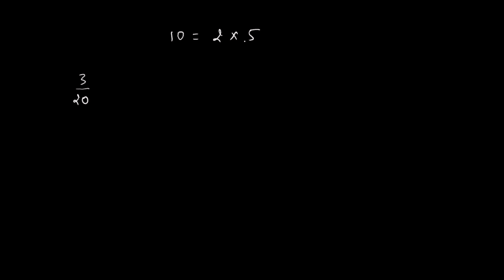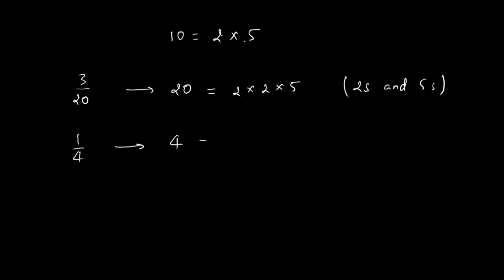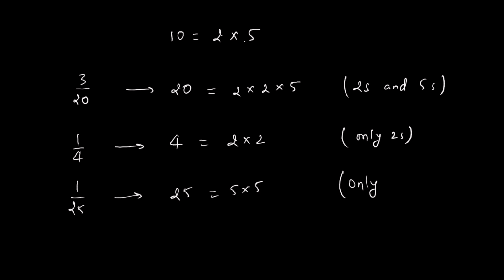3 over 20. Here the denominator is 20 and its prime factors are 2 times 2 times 5, which is 2's and 5's. In 1 over 4, the denominator is 4. Its prime factors are 2 times 2, here only 2's. In the fraction 1 over 25, the denominator is 25 and we have 5 times 5, only 5's. These are all rational numbers whose decimal representation terminates.